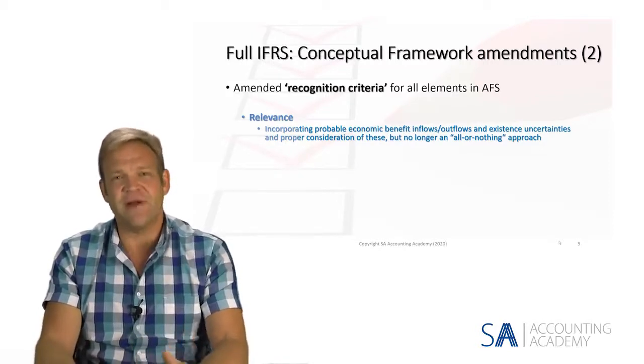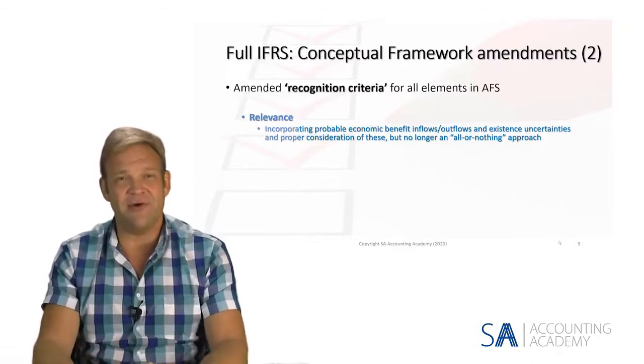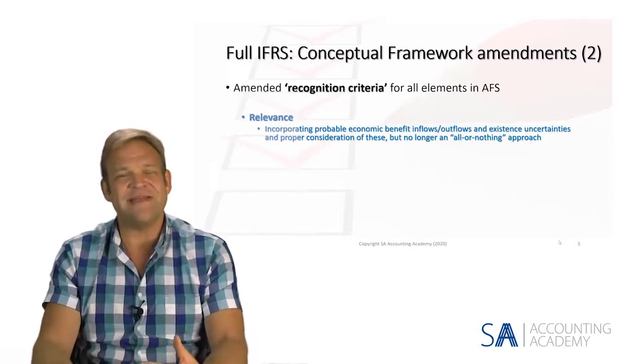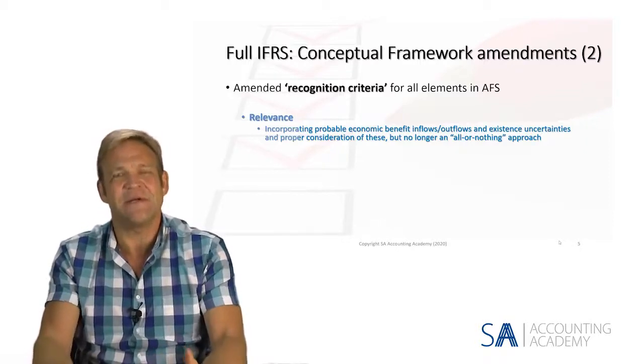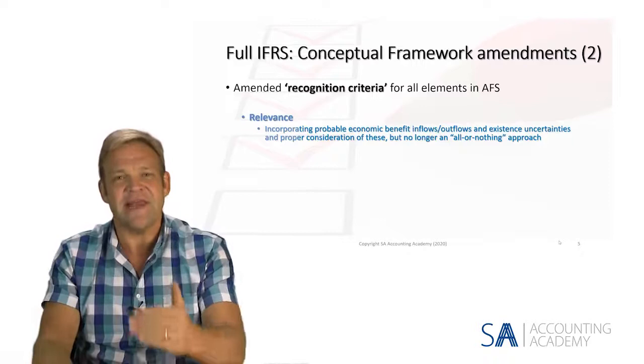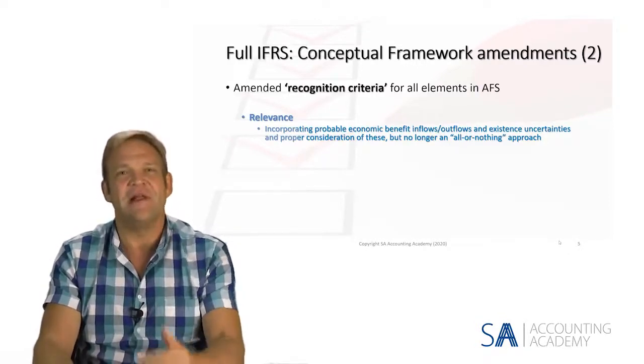The first recognition criterion is relevance, and probability is incorporated in relevance. Now, what is important is that in the conceptual framework, it is very clearly stated that an existence uncertainty is not necessarily automatically blocking recognition like it did in the past.